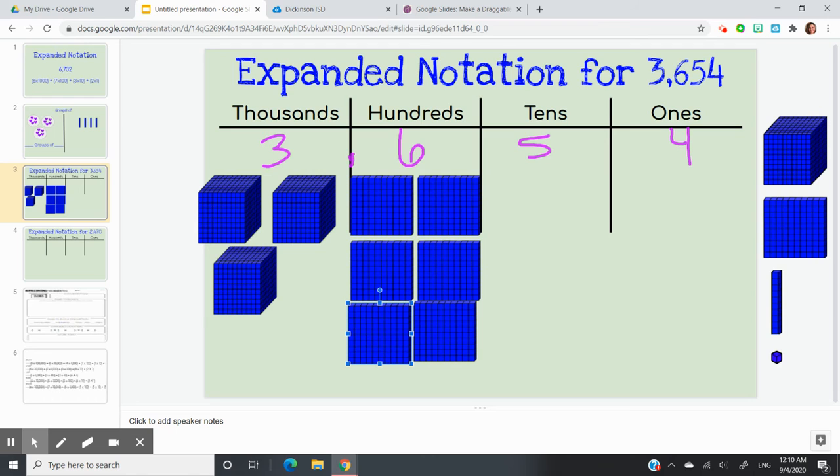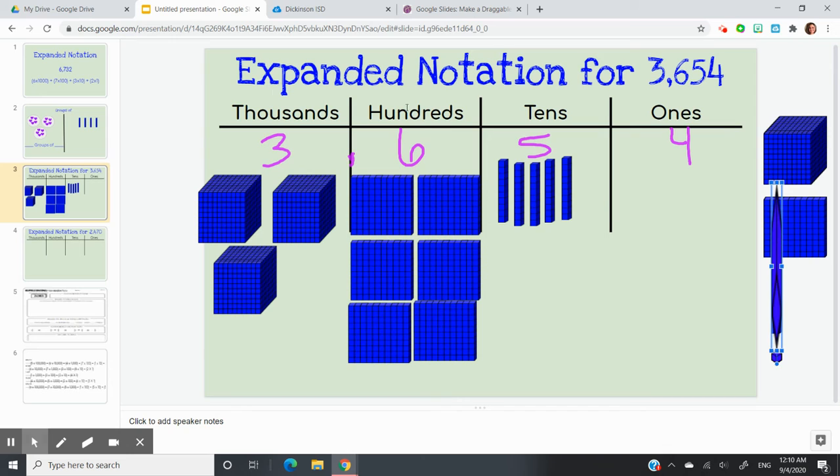Okay, now I'm going to do my tens, and I'm going to need 5 tens. 1, 2, 3, 4, 5. And then I need 4 ones. So I'm going to go 1, oops, that one got big. Let's see, I'm gonna go 1, 2, 3, 4. So I just represented my number in model form.